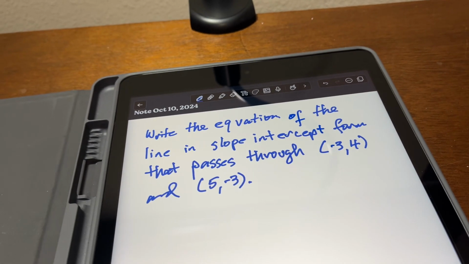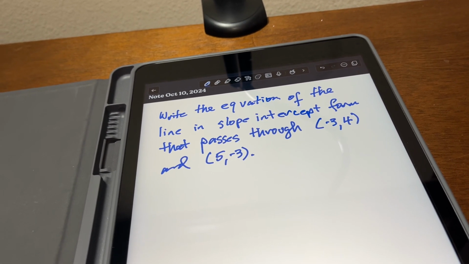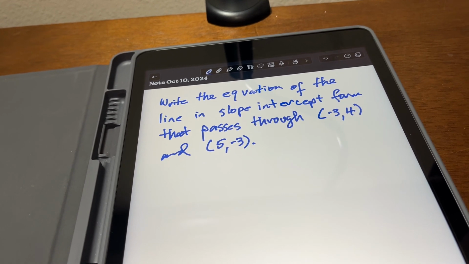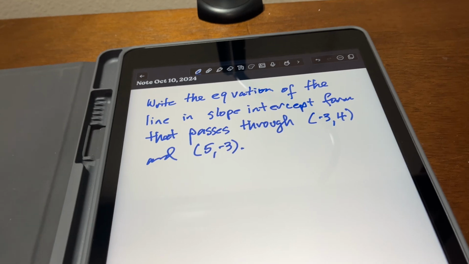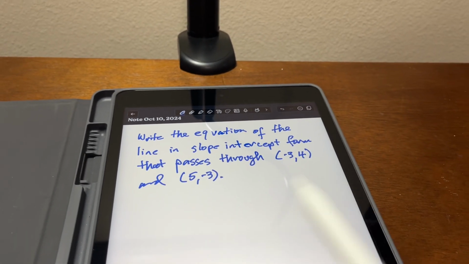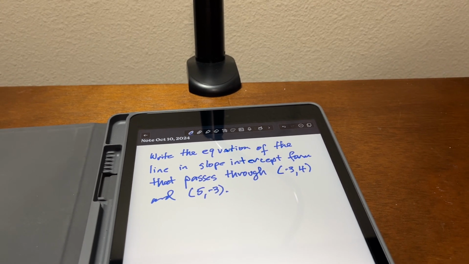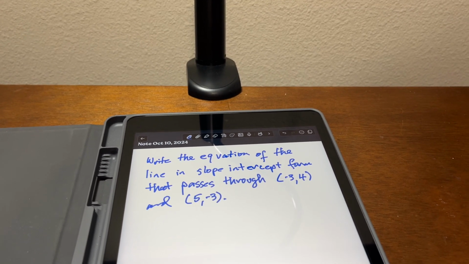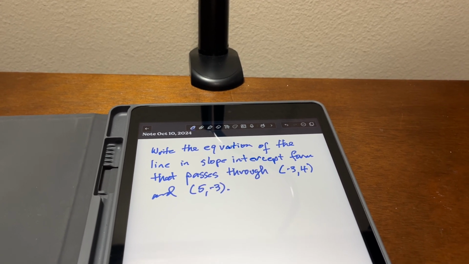Let's consider this question. Write the equation of the line in slope-intercept form that passes through (-3, 4) and (5, -3). So we have 2 points, and we want to write the equation of the line in slope-intercept form that passes through these 2 points. There's a line drawn. It goes through the 2 points. The question is, what is that equation in slope-intercept form?